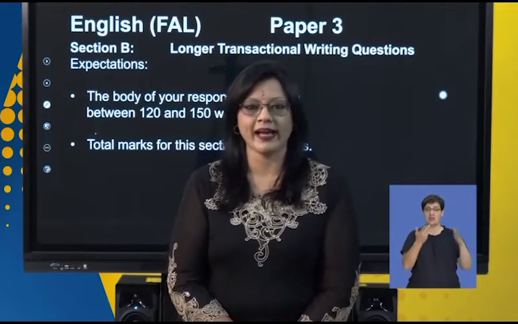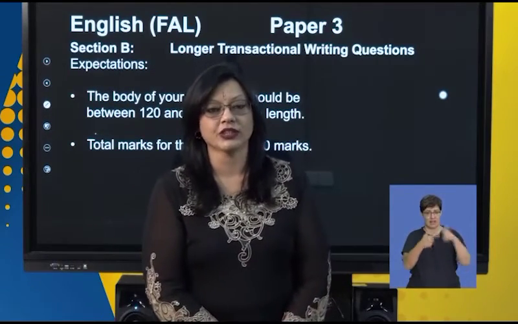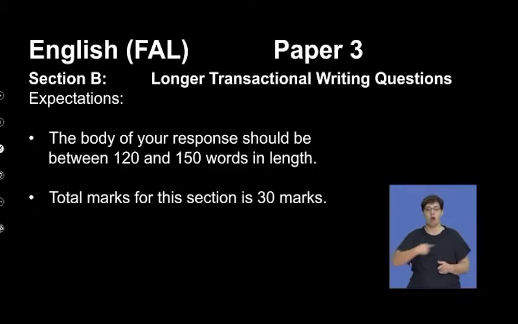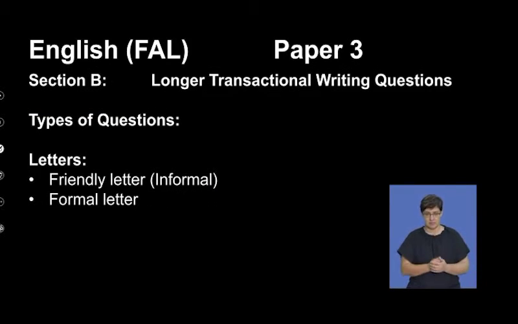Thanks, Luni. Welcome back, guys. Let's get back to paper 3, English First Additional Language. And now we're going to look at the longer transactional writing. Okay, so in this section B, longer transactional writing, your expectations are listed below. So the body of your response here is 120 to 150 words. Remember, this is your maximum and minimum requirements. The total marks for this section is 30 marks. This is very, very important. Remember, you need to read the instructions in your paper, as it indicates basically how you should manage your time for this question, right? So in this section, we could get questions based on letters.